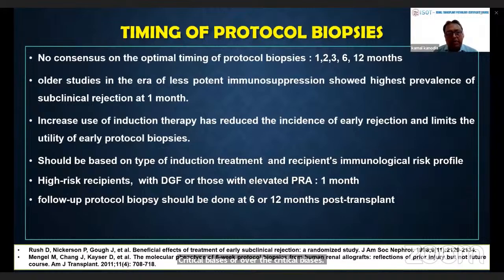Now coming to the timing of protocol biopsies. As said, there is no consensus on the optimal timing, and it depends on the center. It can be done at 1 month, 2 months, 3 months, 6 months, or 12 months post-transplantation. In older studies, in the era of less potent immunosuppression, the highest prevalence of subclinical rejection was seen at 1 month. Since immunosuppression was not very potent, the chances of rejection were very high, so people believed that 1 month post-transplant biopsies were indicated as protocol biopsies in that era.